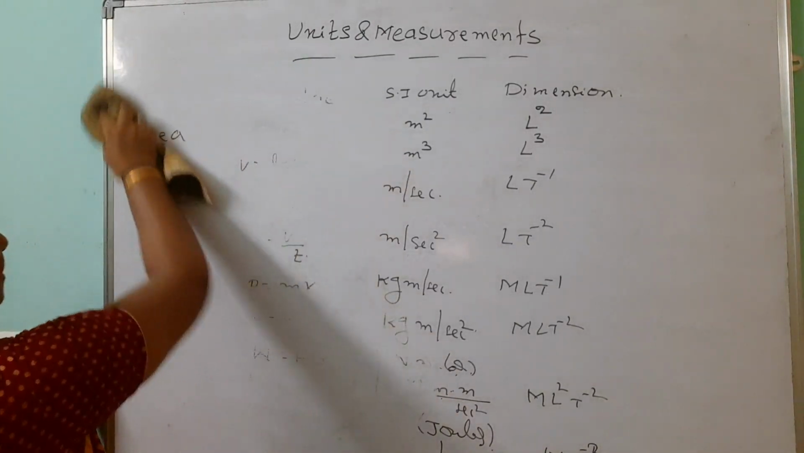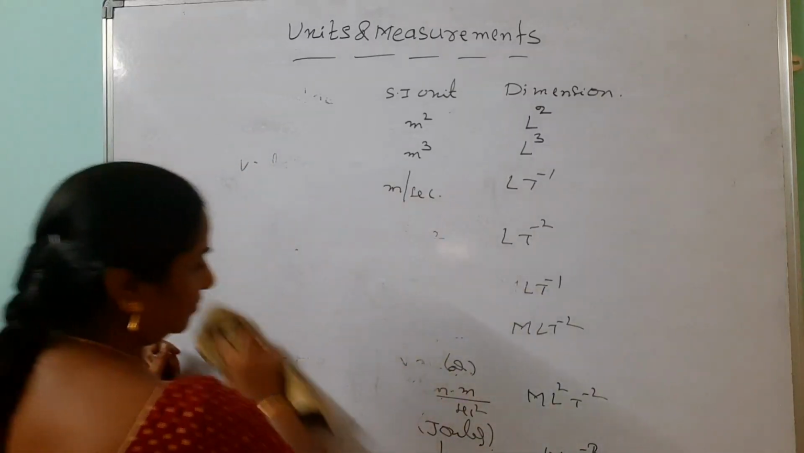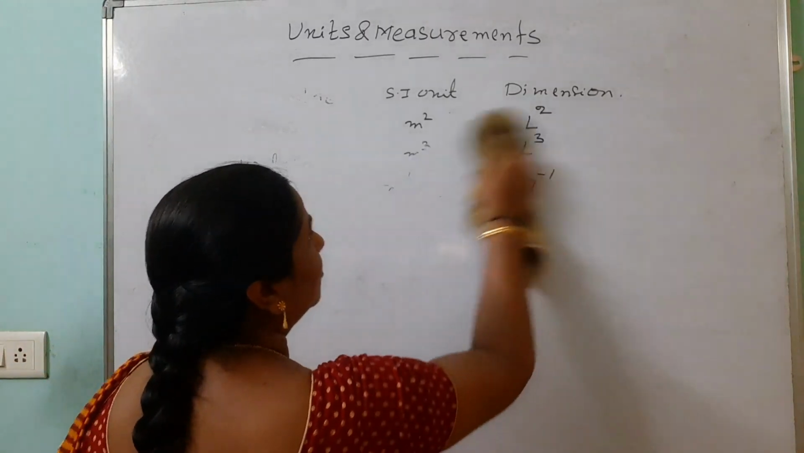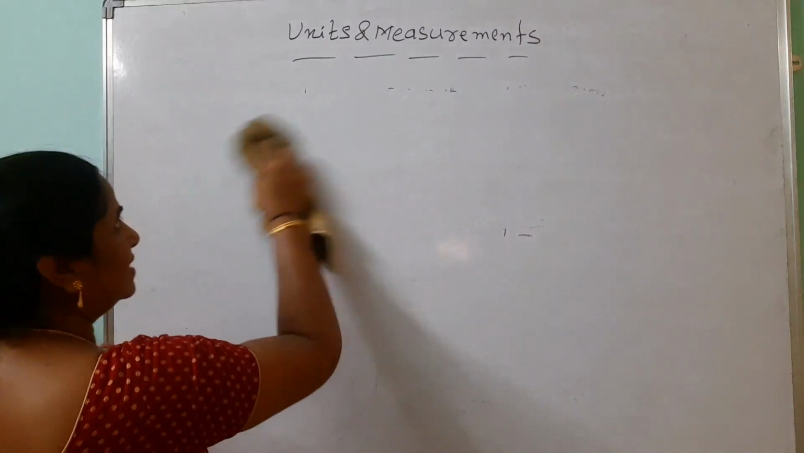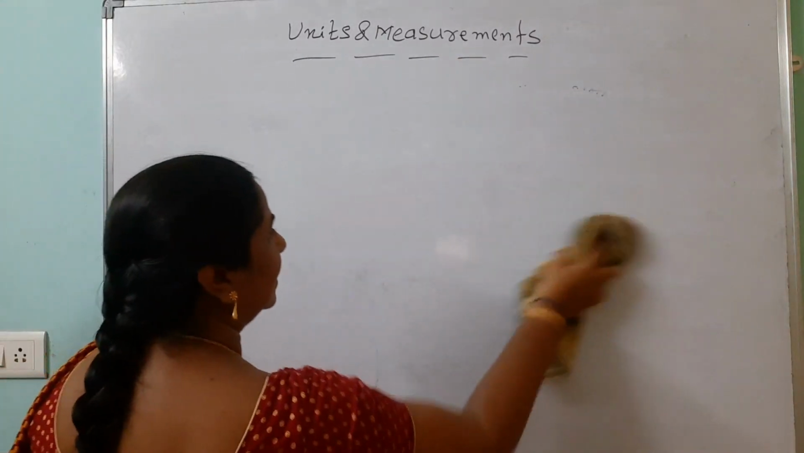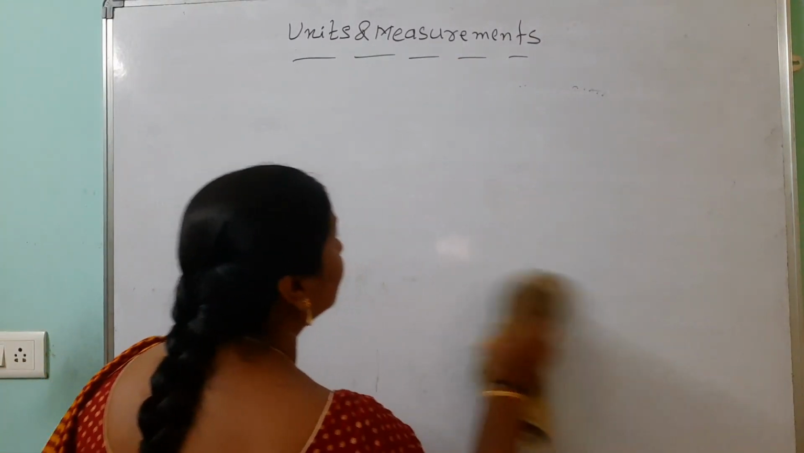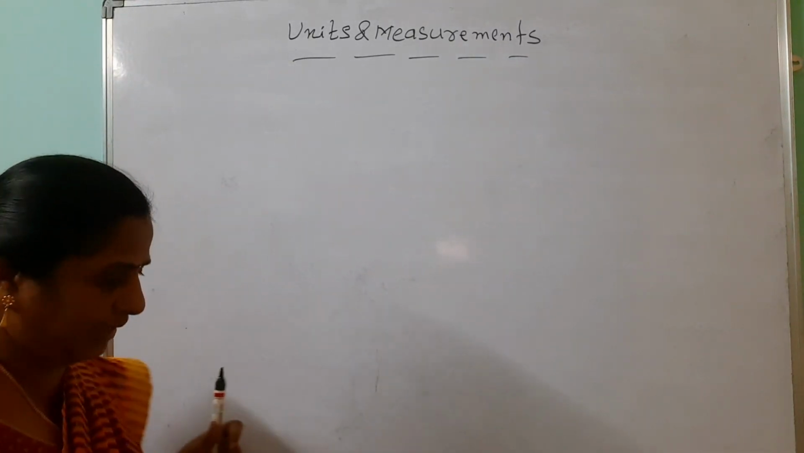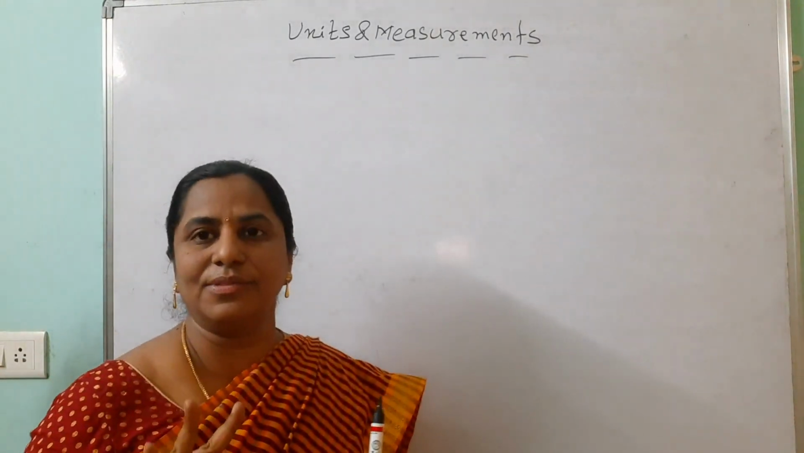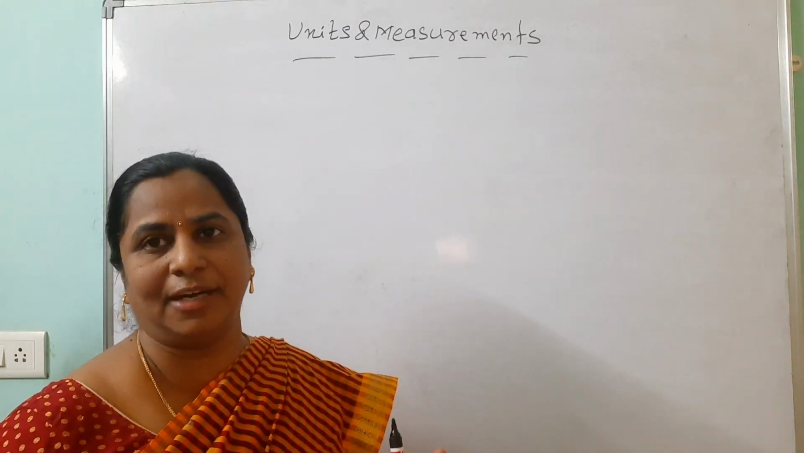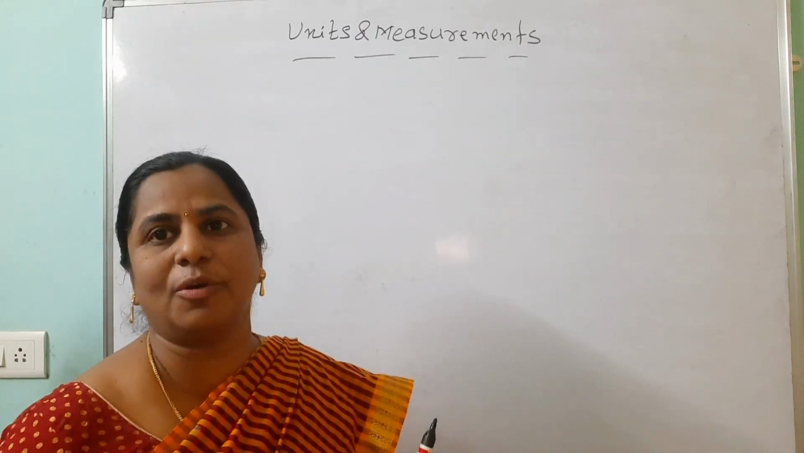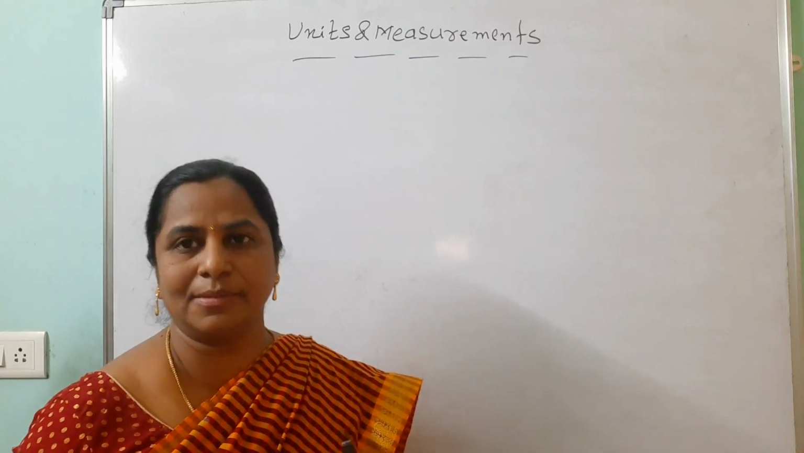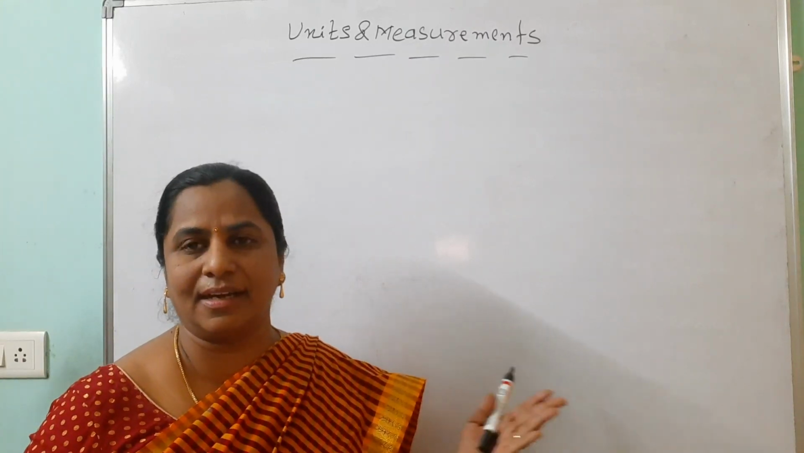There are three uses of units and measurements. First one is to convert from one system to another system. Second one is to check the correctness of the given equation. Then third one is to derive the relation between different physical quantities. So these three uses are nothing but the heart of this chapter. From this topic only you will get mostly problems based on NEET, Eamcet or mains.